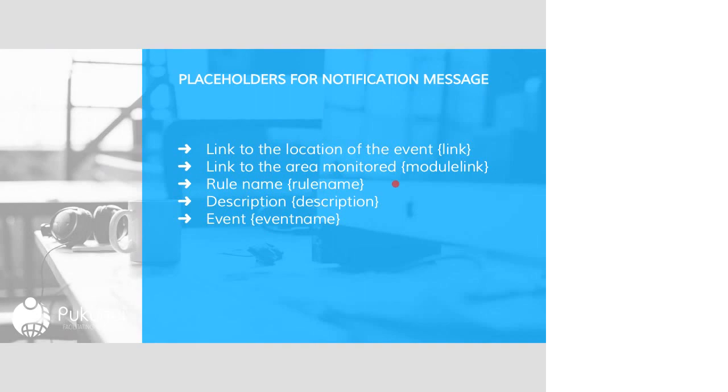So in that notification message that is sent, you can have a link to the actual event that's happening. That might be a particular post in a forum, or it could be, as in my example, the actual assignment that somebody has submitted their assignment to. That would be the module link in that case. So that's the area that's monitored. And you can include the name and description of the event if you wish.